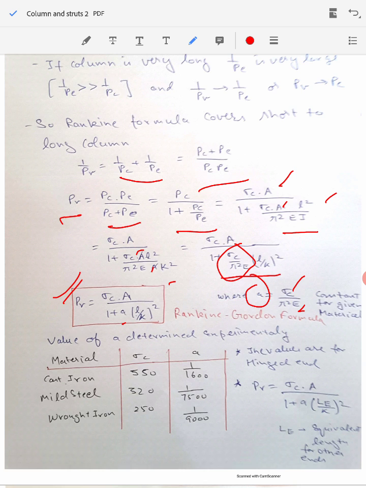So you have the value of sigma C and E for different materials. So you can keep on substituting the value of sigma C and E, and you can calculate the value of small a for cast iron, for mild steel and wrought iron as shown in this table.